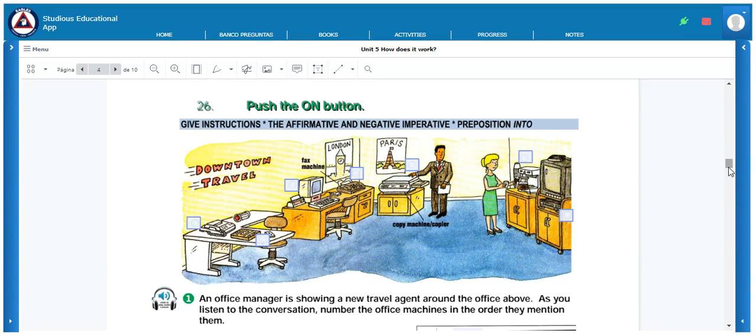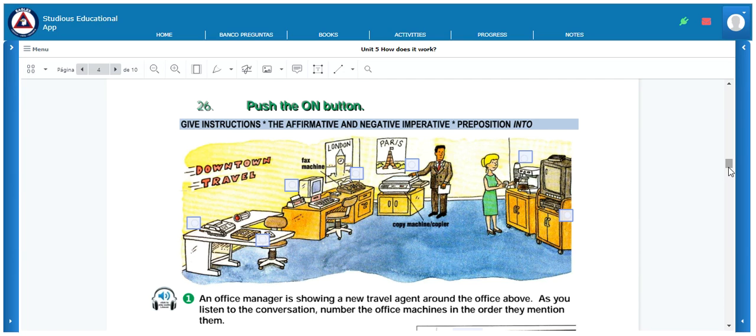Today we're going to talk about Unit 5, Lesson 26. The title of this lesson is called Push the On Button. Basically, what you guys are learning in Lesson 26 is to give instructions: the affirmative and negative imperative, and the preposition word into.